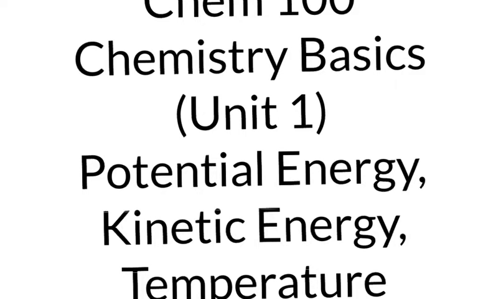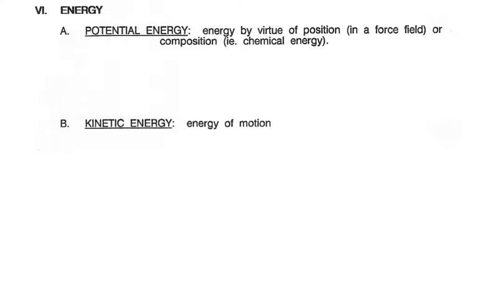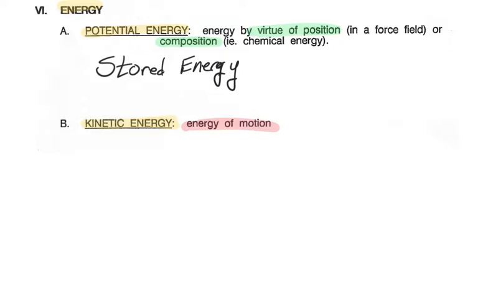In this video, we're going to talk about potential energy, kinetic energy, and how that relates to temperature. The two major forms of energy that we're going to talk about in this course are potential energy and kinetic energy. Potential energy is stored up energy. It is energy that is found by virtue of its position in a force field or gravitational forces, or by composition if it's a chemical bond. And kinetic energy is simply the energy of motion.